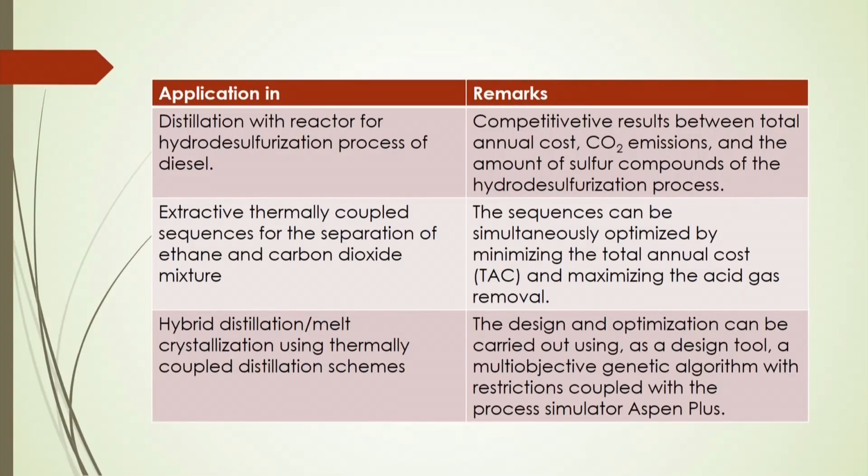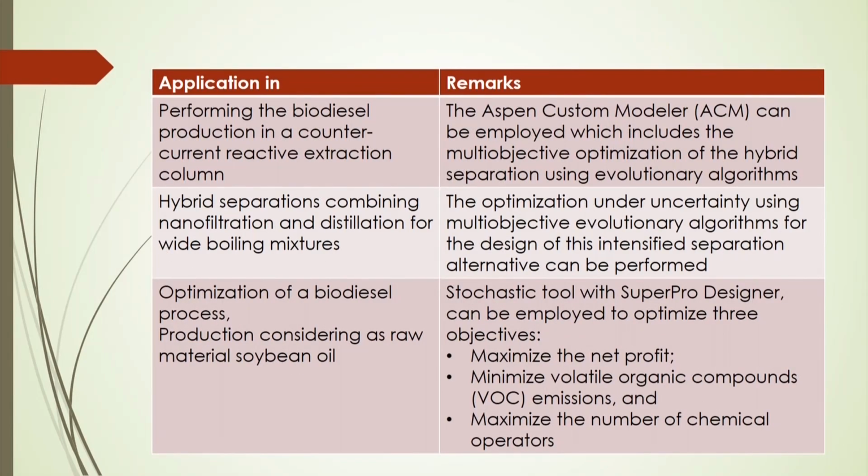Hybrid distillation or melt crystallization using thermally coupled distillation schemes can also be analyzed for the optimization process, where the design and optimization can be carried out using, as a design tool, a multi-objective genetic algorithm with restrictions that will be coupled with a process simulator like Aspen Plus. So, these are the applications.